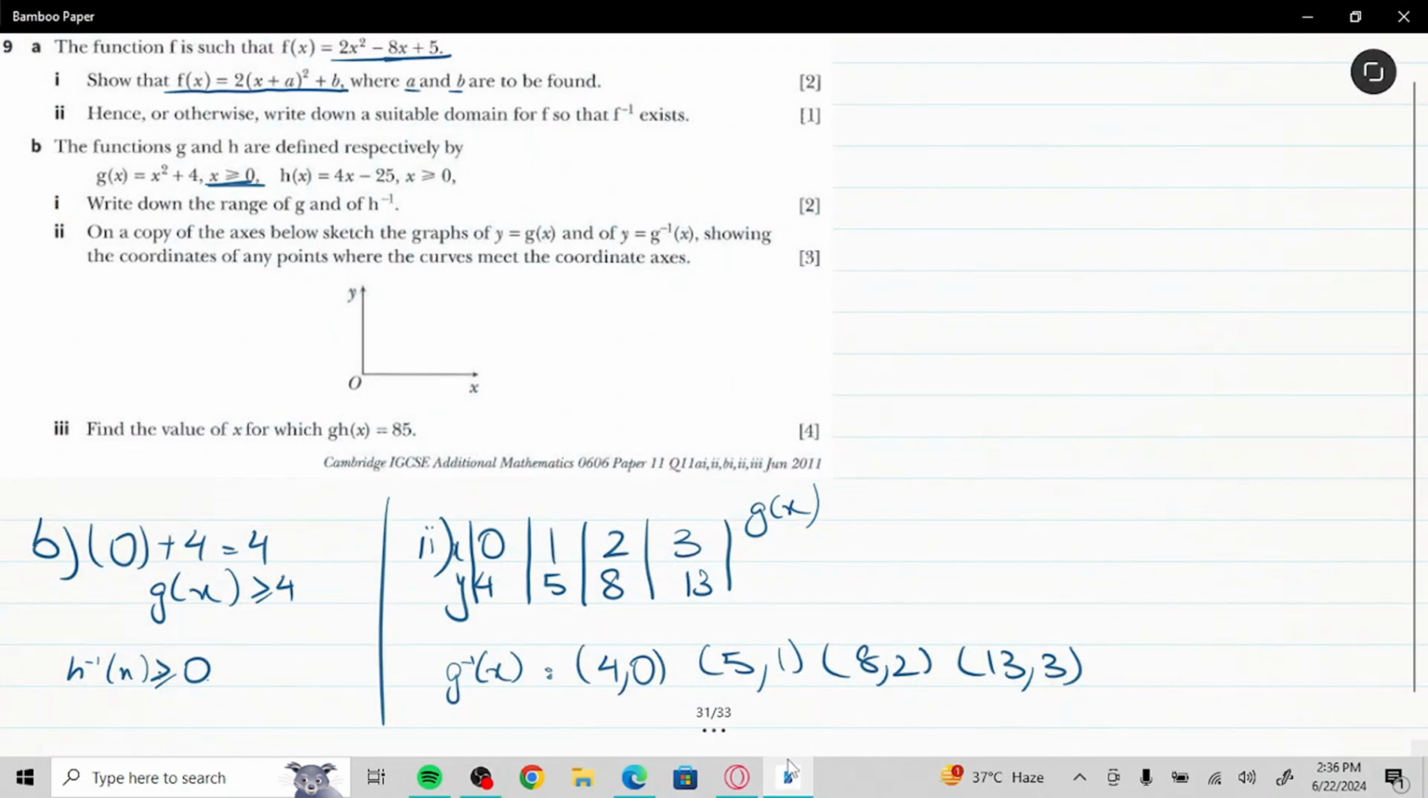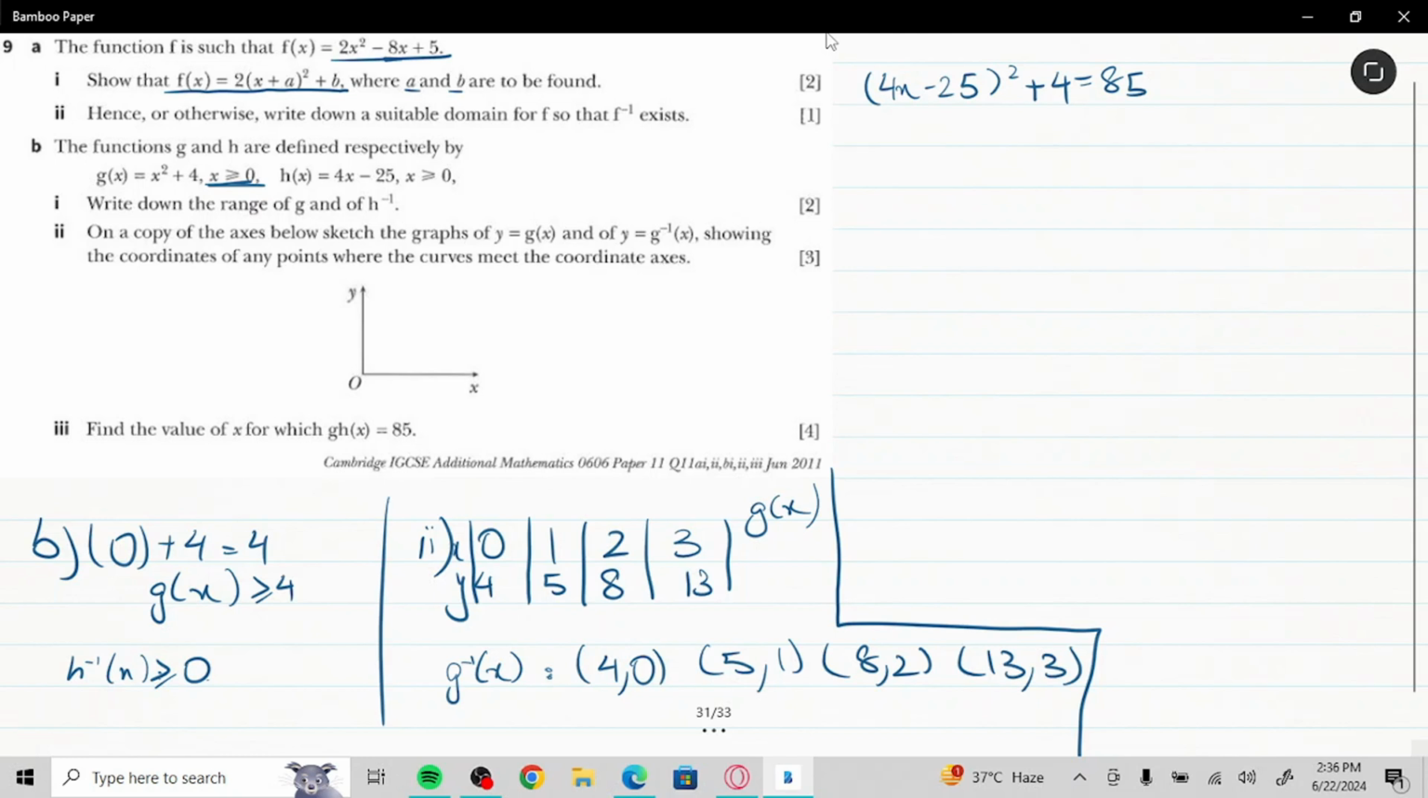And what they've told us is to find the value of x where g(h(x)) is equal to 85. So that means we have to input the value of h into g. So instead of x squared, we are going to write (4x minus 25) whole squared plus 4, and this is equal to 85. We will use the calculator a lot in this question, I think.